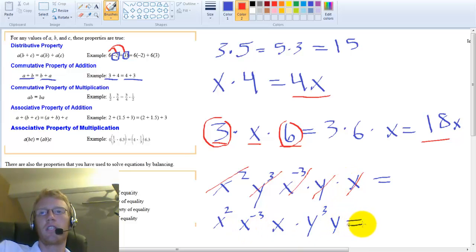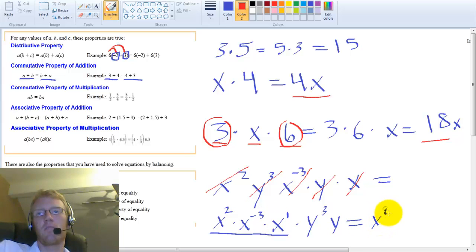So now that we have all these guys in the right order, it's very simple to multiply all the x's together. When you multiply two things with the same base, you know the rule by now. You add the exponents, and this little guy here has no exponent written, so it's automatically a 1. If it's not written, it's automatically a 1. 2 minus 3 plus 1 is x to the 0.